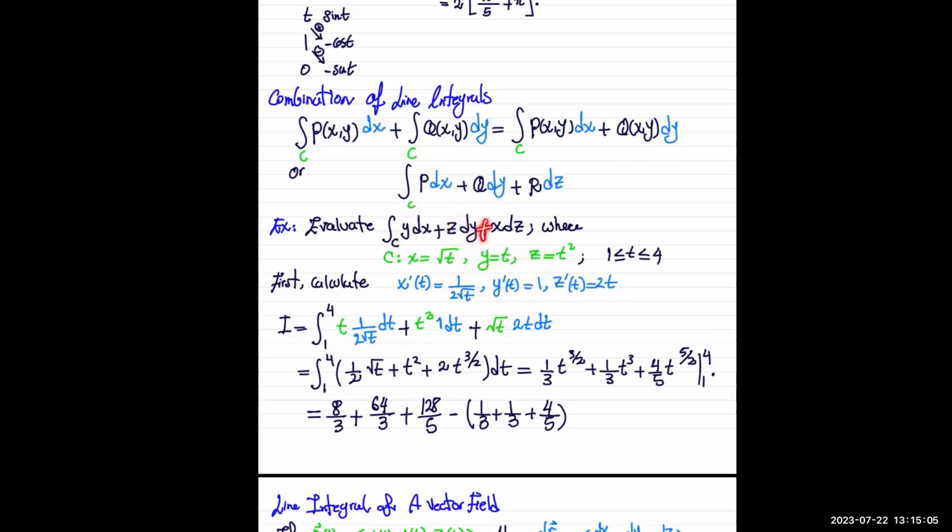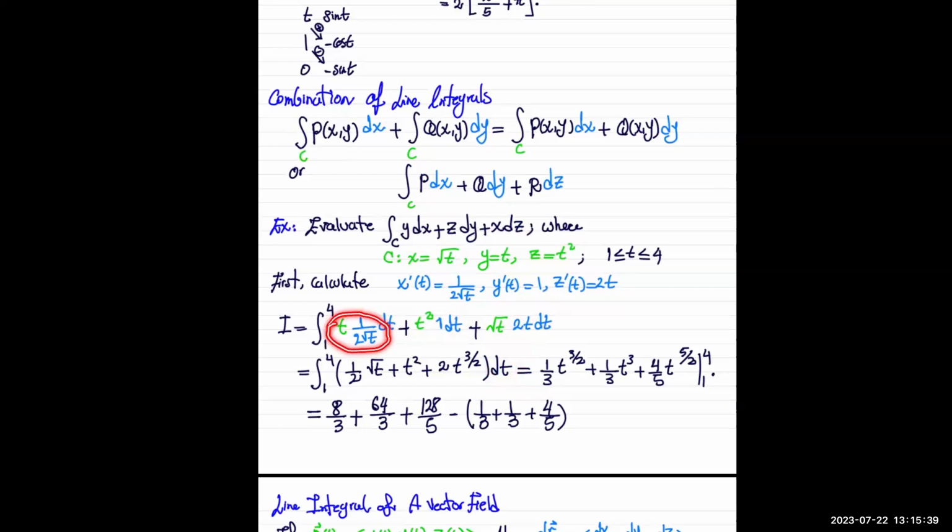Plus, then we have x. X is defined as root t. There's your x, it's root t. And then dz, you found dz, that's the derivative of z. That's 2t. dz is 2t dt. Right, so all the terms are in terms of t. You can factor dt out right there.